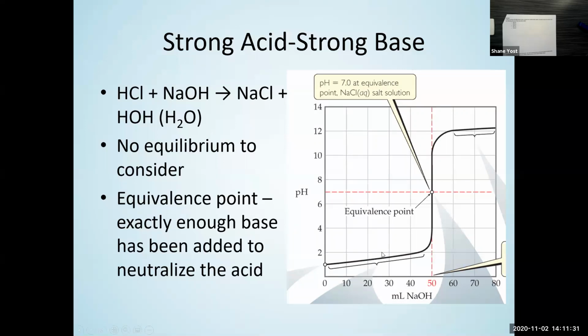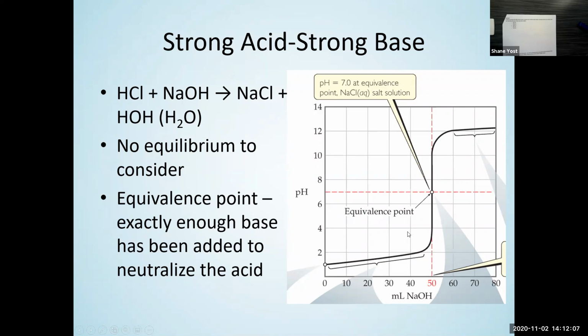Let's say my indicator's color change was at a pH of 1.5 or something. Then I would have a much more difficult time telling when I've reached a pH of 1.5 because the color change would be a lot more gradual. But for an indicator that has a color change at a pH of 7, that color change is going to be drastic because the pH change is very drastic near that equivalence point.